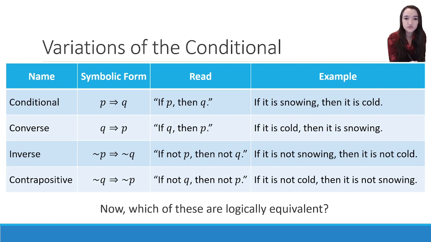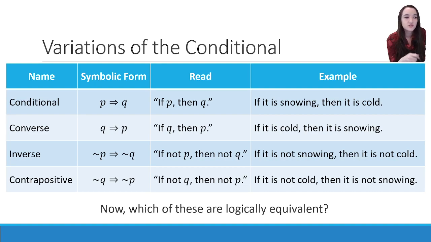The inverse doesn't change the order but adds a not to both. So if not P, then not Q, is if it is not snowing, then it is not cold. And then the contrapositive, that's basically taking the converse and inverse together, so we're flipping the order and adding a negation to both. So if not Q, then not P. If it is not cold, then it is not snowing.